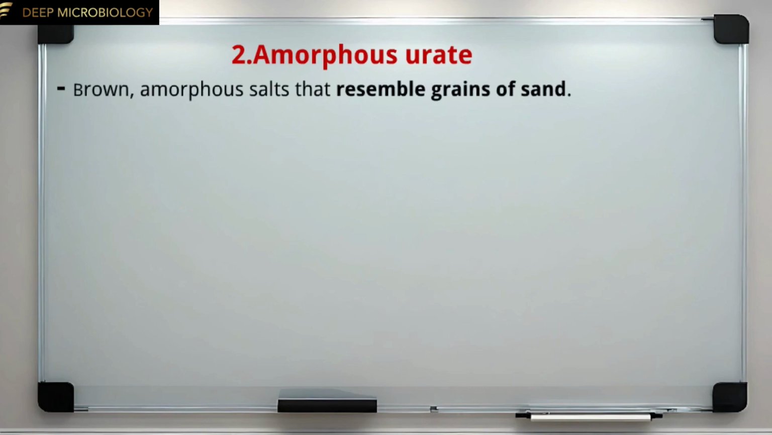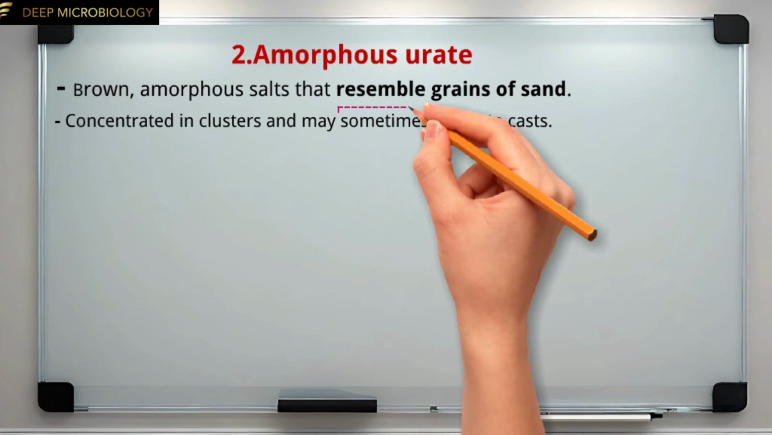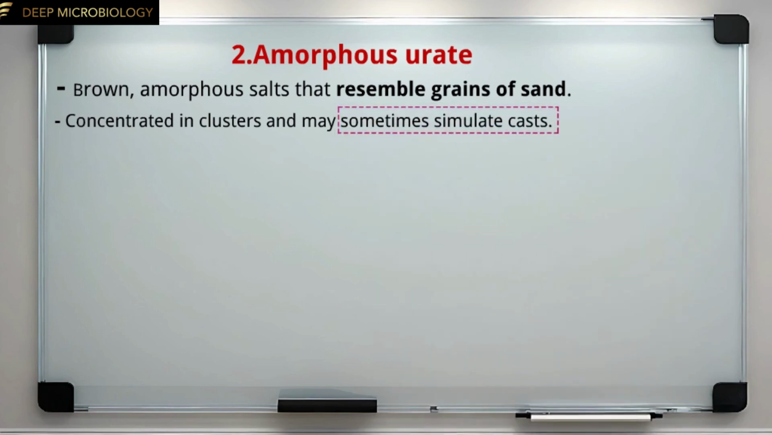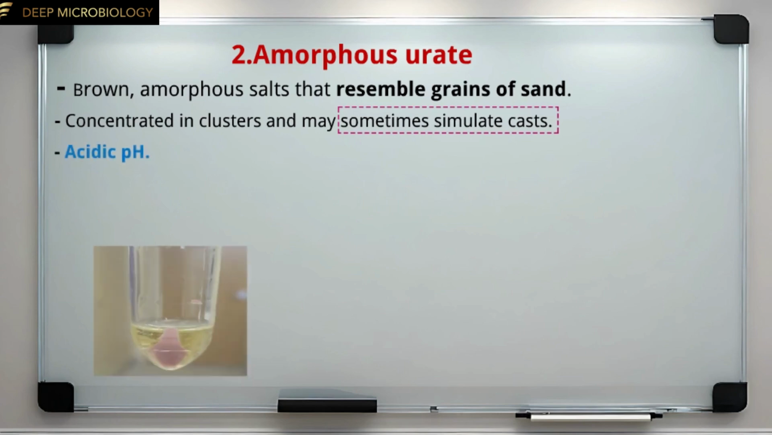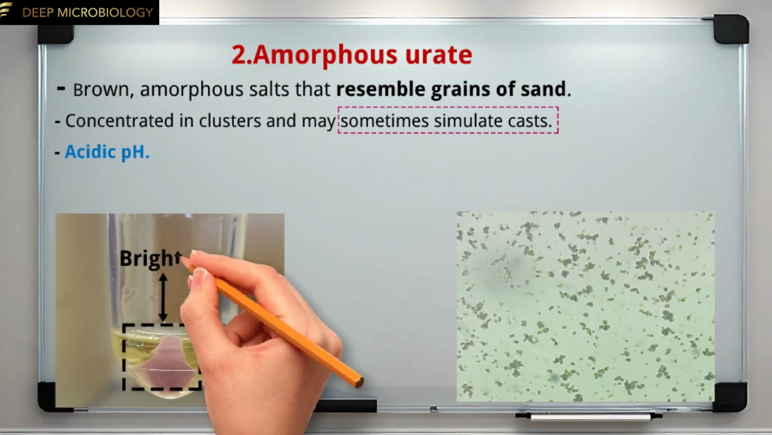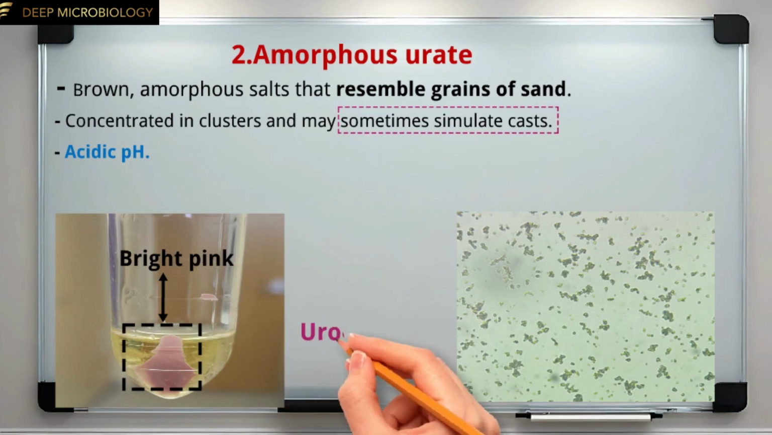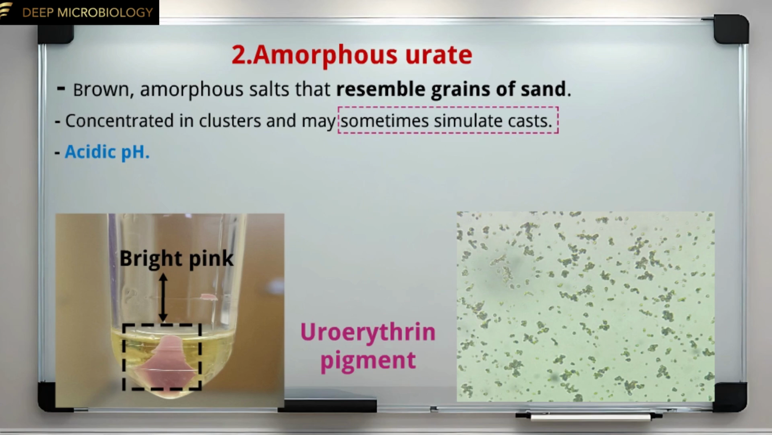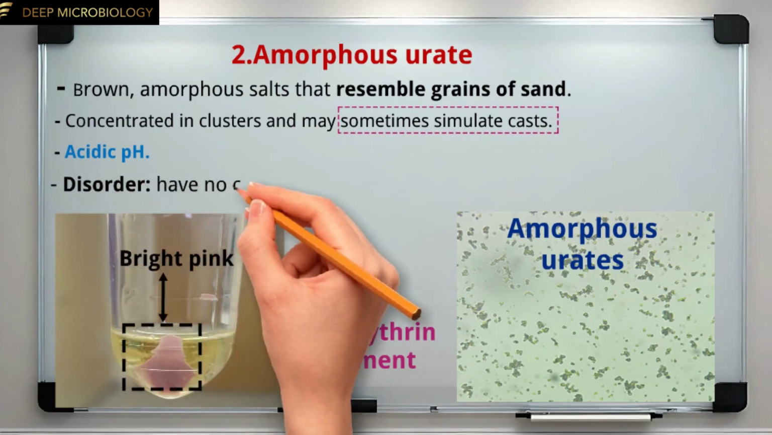2. Amorphous urates are brown, amorphous salts that resemble grains of sand. They can appear isolated or densely concentrated in clusters, and may sometimes simulate casts, as discussed earlier in the cast lecture. These salts are typically found in urine with an acidic pH. When amorphous urates are present in large quantities, the urine sediment often takes on a bright pink color. This color results from pigmented compounds such as uroerythrin, a naturally occurring pigment linked to uric acid metabolism. They differ from amorphous phosphates by pH and solubility characteristics. Amorphous urates have no clinical significance.